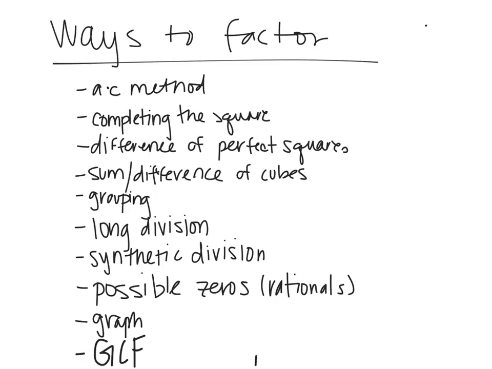When we have how many terms? 4. Okay. And if we can't do grouping, then we can go with our possible zeros. If we do our possible zeros, we also have to do synthetic division or long division, one of the two. Typically, I think we prefer synthetic. It seems like way less work.